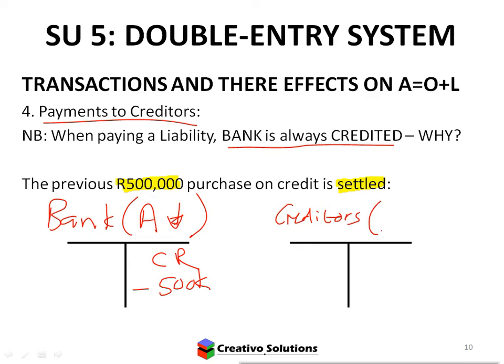Creditors is what type of account? A liability. If you're paying a creditor, you're going to owe them more, owe them less. You're going to owe them less. Where do liabilities decrease? Look at your 6 rules. Debit side. And that's why you've got debit minus 500,000. Is that okay?